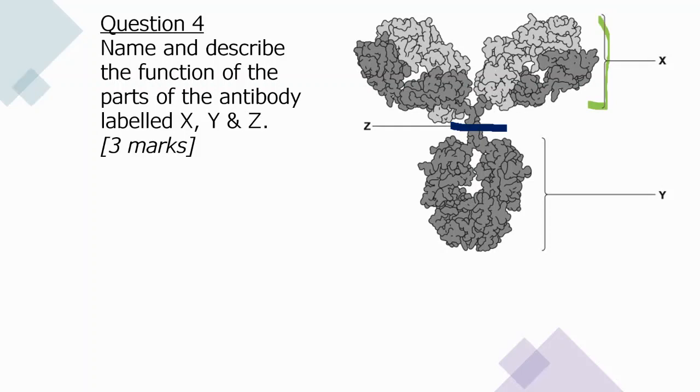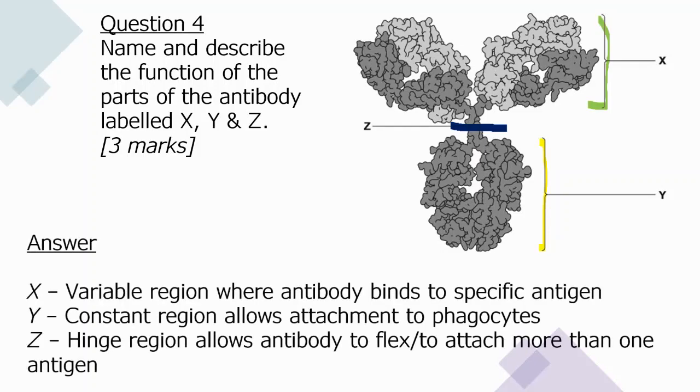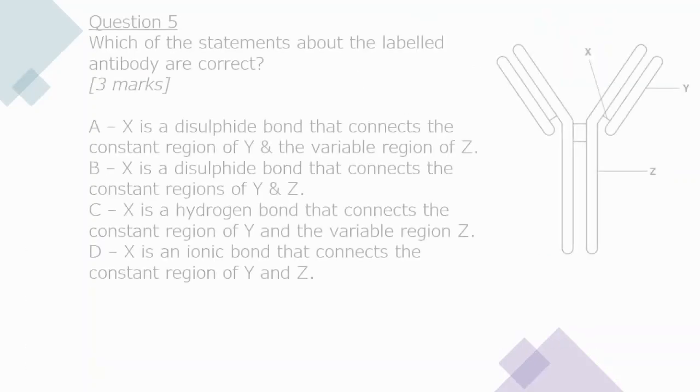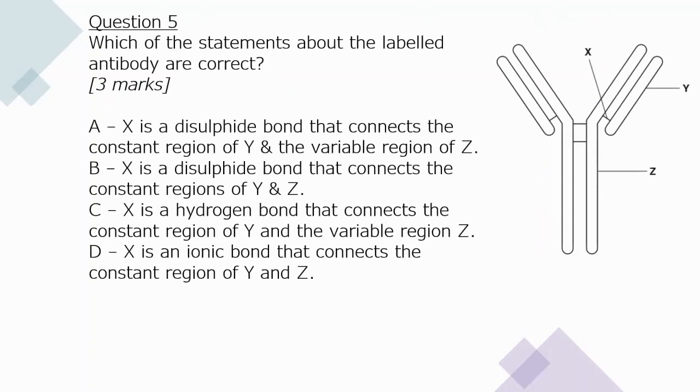We then have Y, so Y is the constant region, so this remains the same for all antibodies, and I haven't discussed this previously, but the constant region is also involved in allowing the antibody to bind to phagocytes, so you can see our answer here. Question 5. Which of the statements about the labelled antibody are correct?